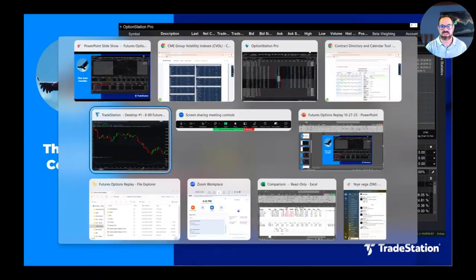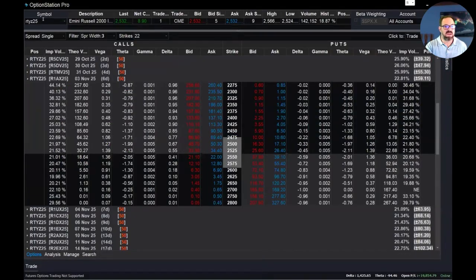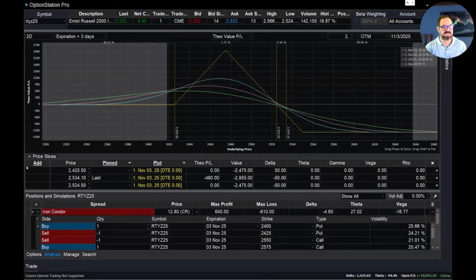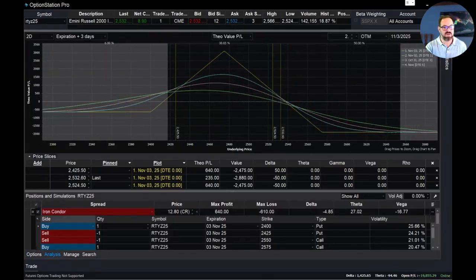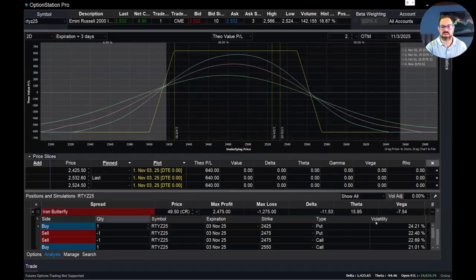So if I go out to my Option Station Pro, which I just passed, there we are. And I have the Russell right there. If I go to my analysis, I already set up those positions. I did an iron condor, again, bull put spread and a bear call spread. You'll notice I also did the butterfly as well, just to show the comparison between the two. So again, I sold the 2550, 2575 call and the 2425, 2400 put. That was my bull put spread.